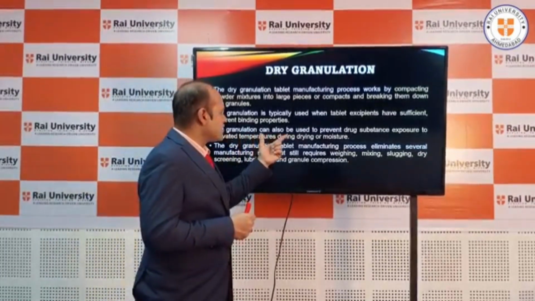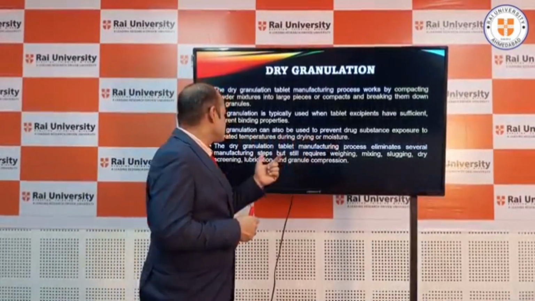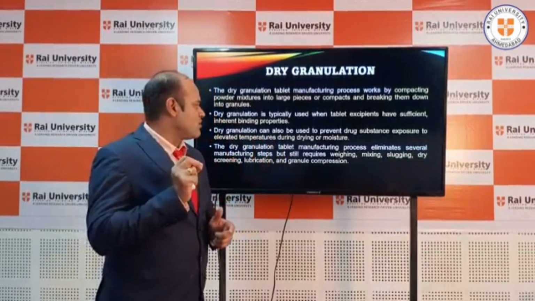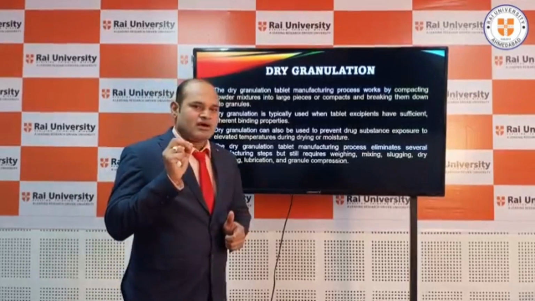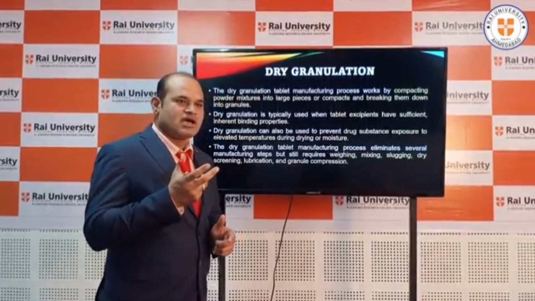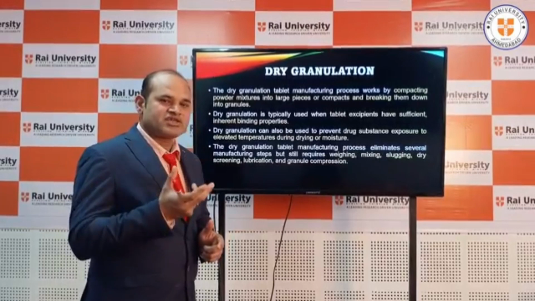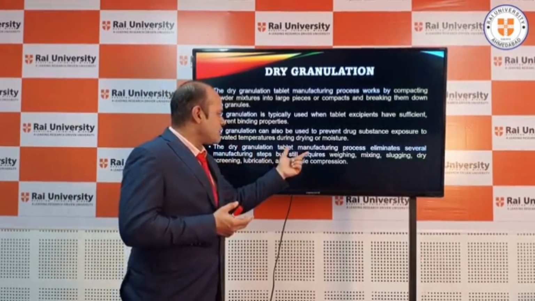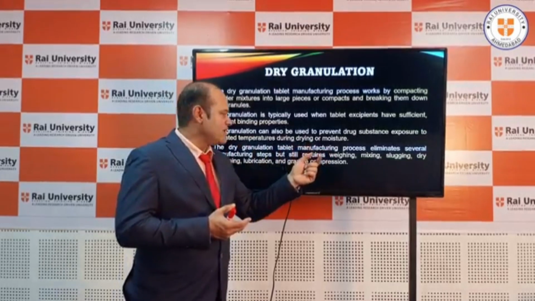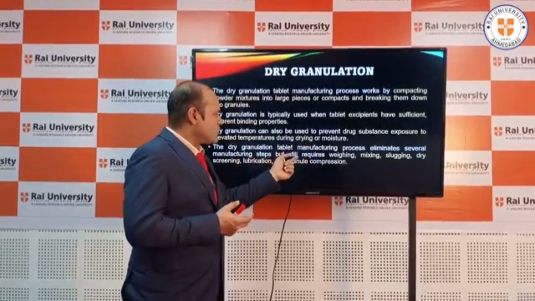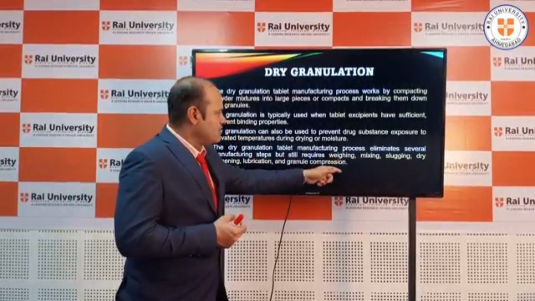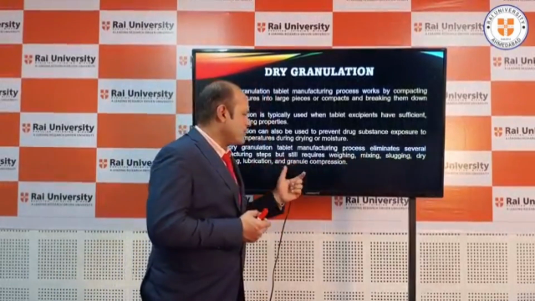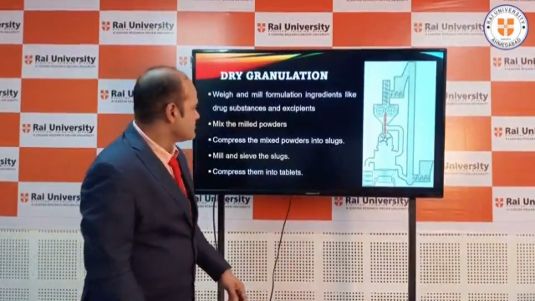Dry granulation can also be used to prevent drug substance exposure to elevated temperature during drying or to moisture. The drug should not be exposed to moisture. If the drug is moisture sensitive, then we'll go for the dry granulation method. The dry granulation tablet manufacturing process eliminates several manufacturing steps but still requires weighing, mixing, slugging, dry screening, lubrication, and granule compaction. In detail, we'll study this.